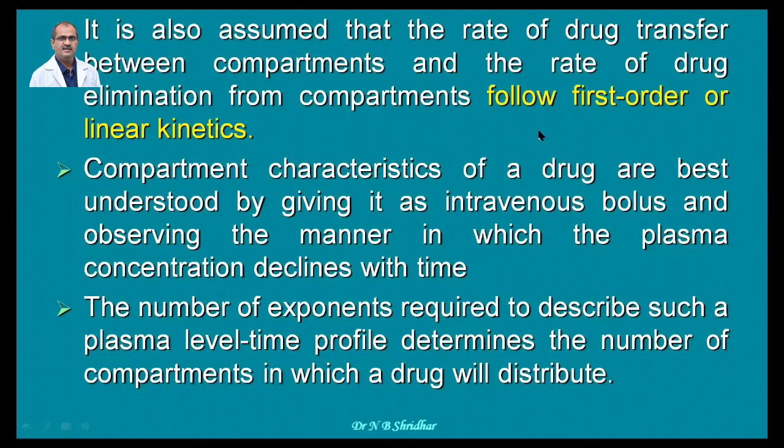Whereas the compartment characteristics of a drug are best understood by giving it as an intravenous bolus dose and observing the manner in which the plasma concentration declines with time. So whenever you understand first order compartmental models, when you administer the drug intravenously, it should be independent of absorption, 100% absorption should be there. The number of components required to describe such a plasma level time profile determines the number of compartments in which the drug will distribute.